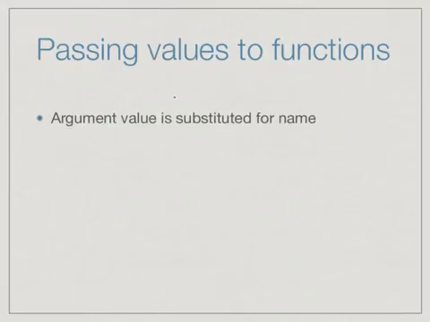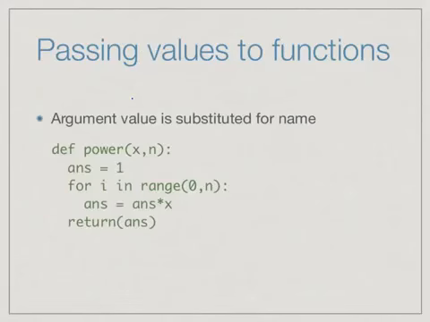When we call a function, we have to pass values for the arguments. This is done exactly the same way as assigning a value to a name. Suppose we have a function which takes x and raises it to the power n. Let's look at the function to understand what the code is doing. We assume that the value of answer is 1. Now for as many i as there are in the range 0 to n minus 1, we multiply x into answer. So we get effectively x times x times x, n times. Each time we go through this loop, we multiply one more x.